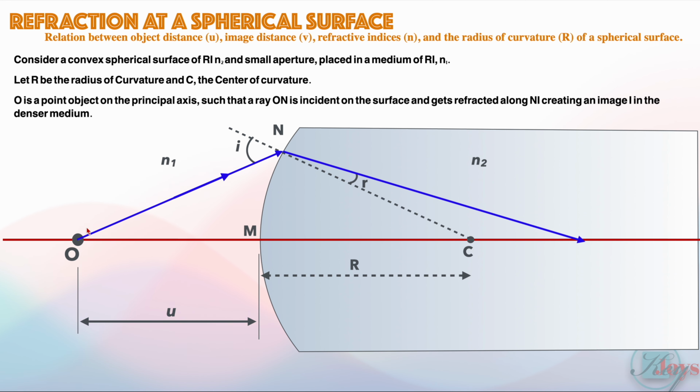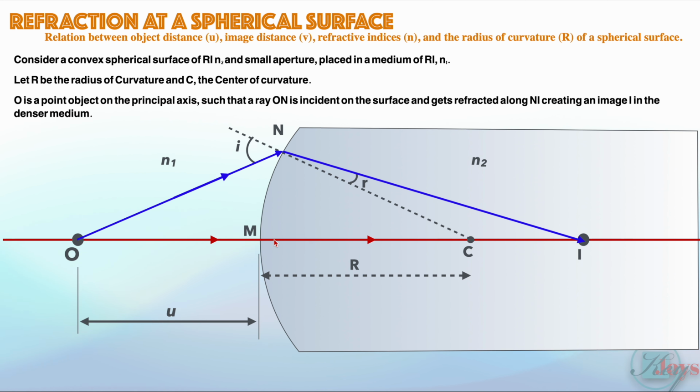Now let us consider one more ray traveling from O and hitting the surface at M. That is the ray which is along the principal axis itself. After hitting the surface at M, if you want to draw the normal, this C to M line itself is the normal. So it is normal incidence, and the angle of incidence is 0. The ray goes undeviated in this manner and also meets the previous ray at this point, I, where the image is formed. So the object is O, and I is the image.